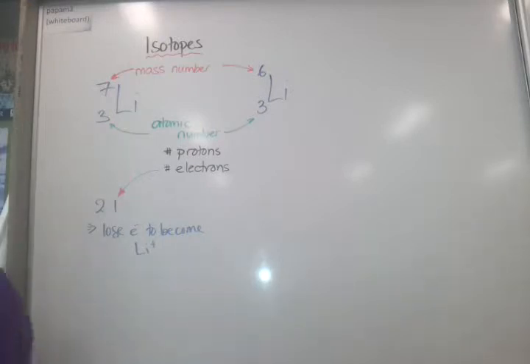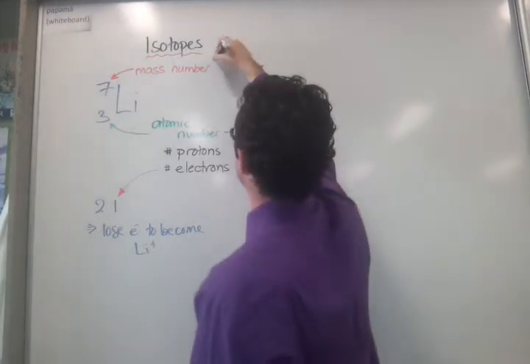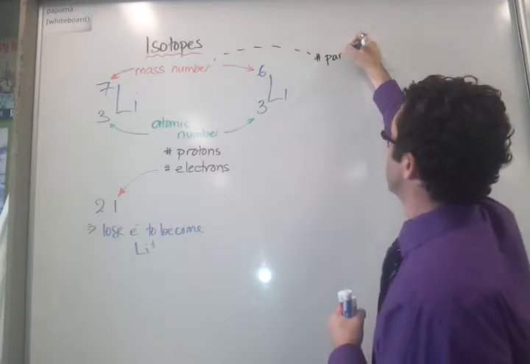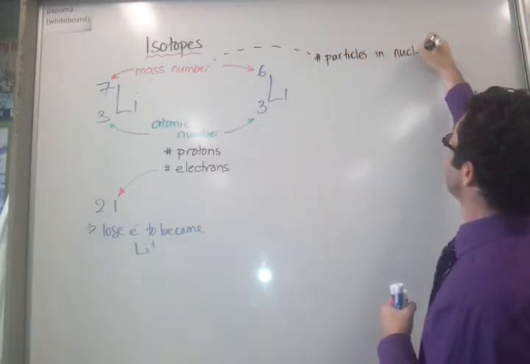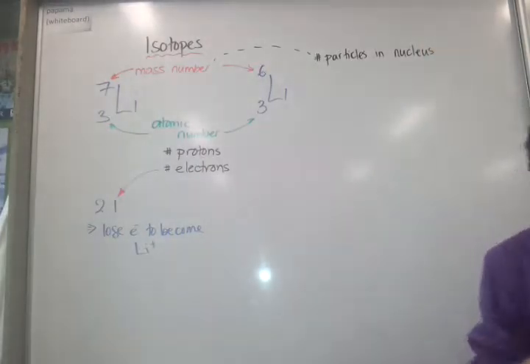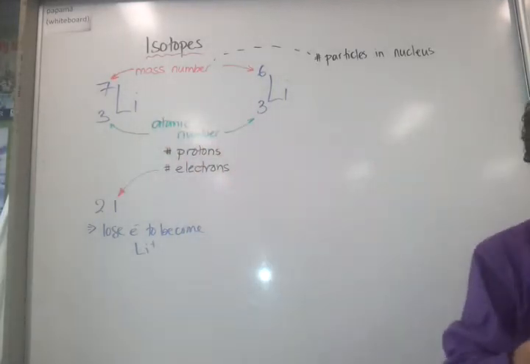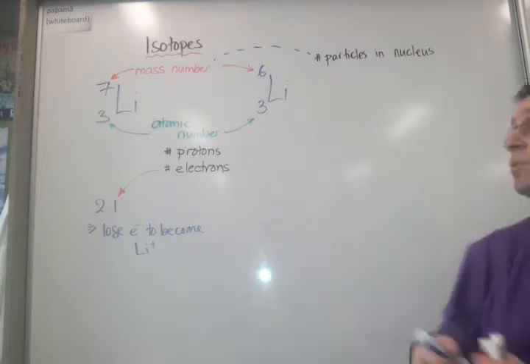However, we can see that the mass number is different. And the mass number is important because it is the number of particles in the nucleus. We already know some of those particles, the protons. We've already been told there are 3 of them. So therefore, there must be a different number of neutrons, the other particles.